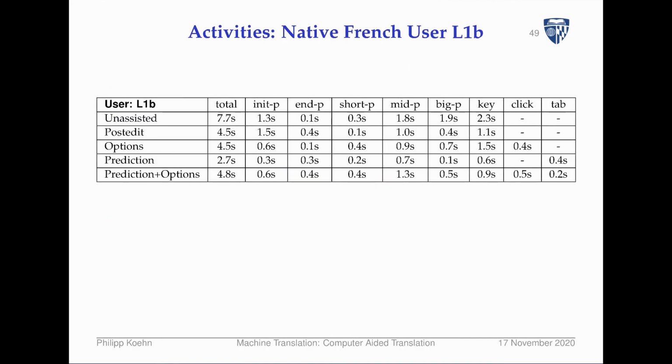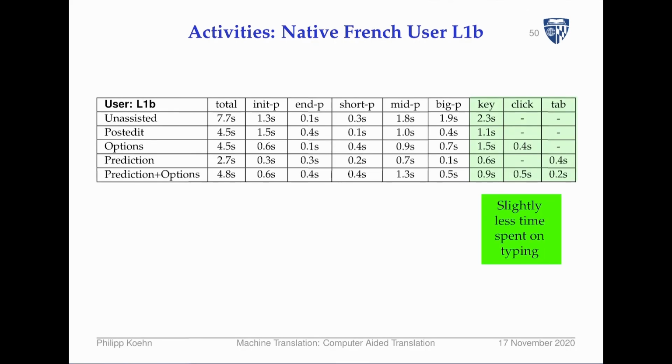Here's one particular translator. This is now a native French translator. We're doing French-English, so he knows the source language really well, and the target language. These were actually all students at the University of Edinburgh, so they studied in an English-speaking country. They were also fluent enough in English to study at a university. So what do we observe?